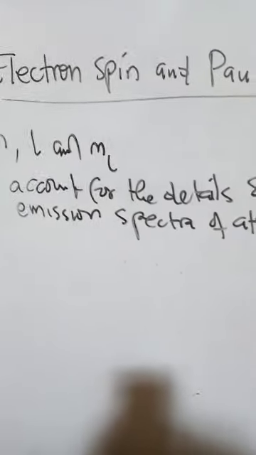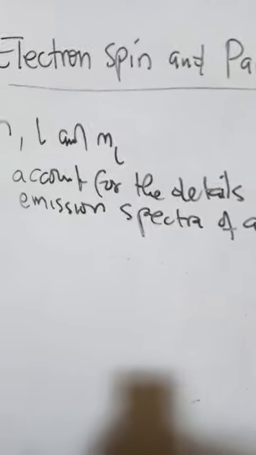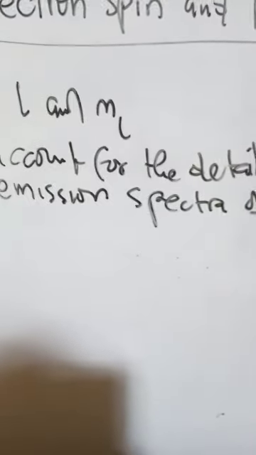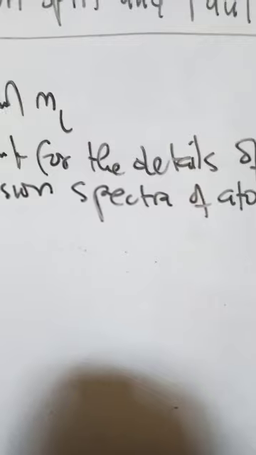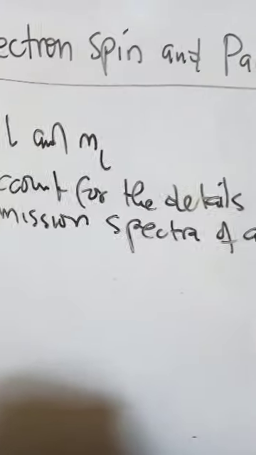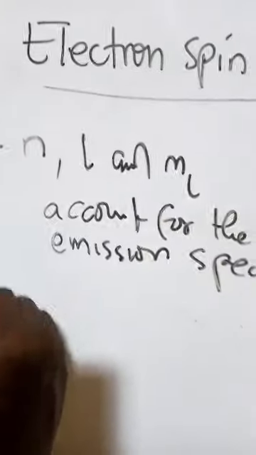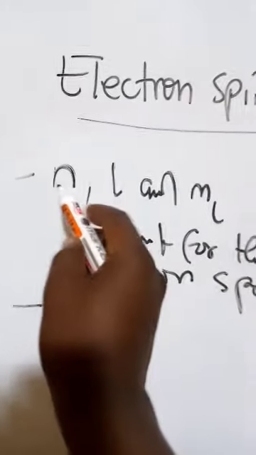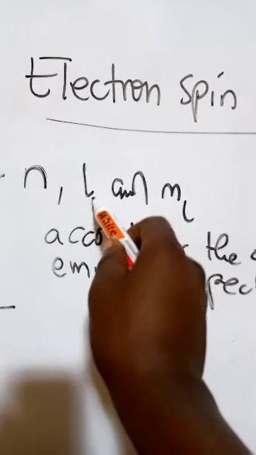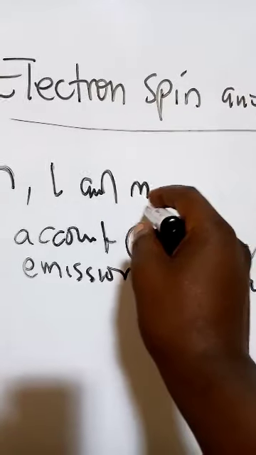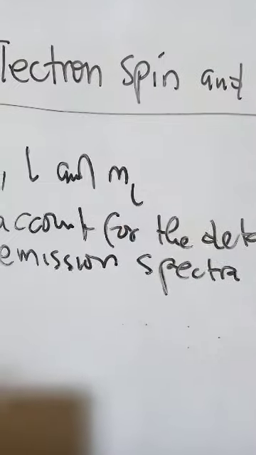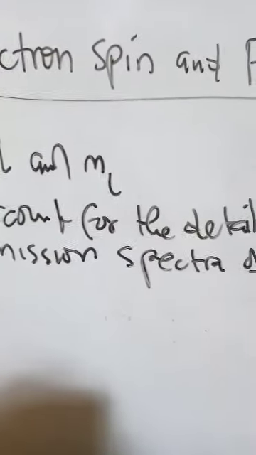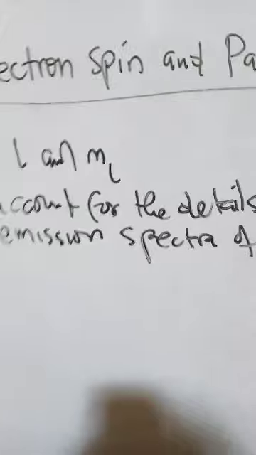The spectral data indicate that the electron has a magnetic moment with two possible orientations when the atom is placed in a magnetic field. So in this case, N is the principal quantum number, L is the angular momentum quantum number, and ML is the magnetic quantum number. So far we have looked at the three quantum numbers. Now we are going to look at the fourth quantum number.